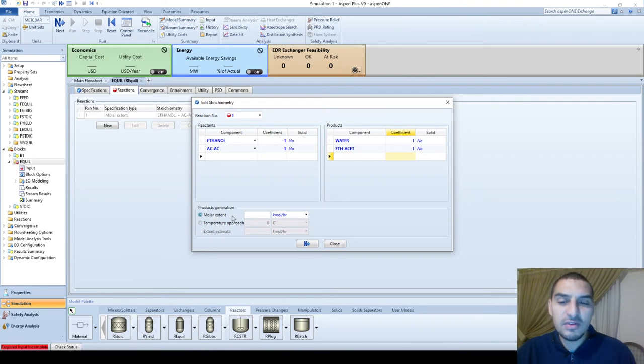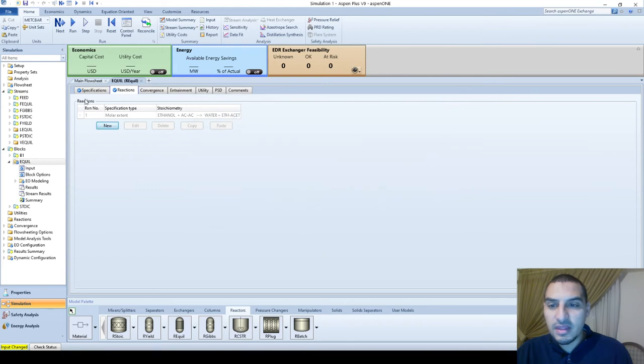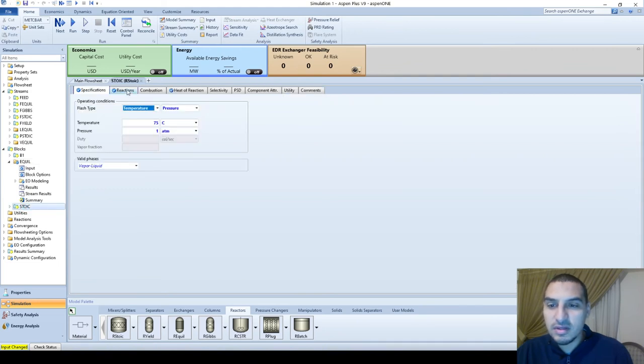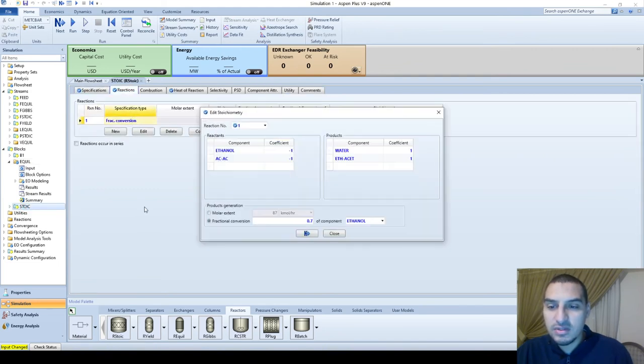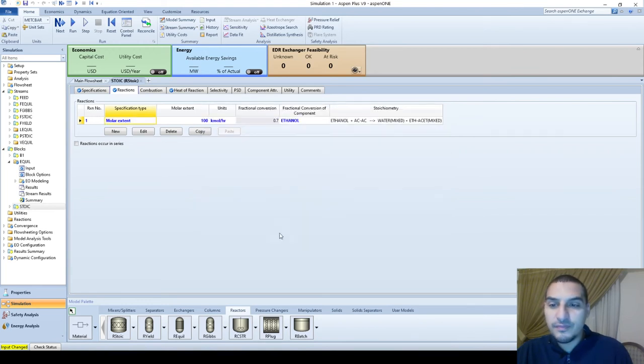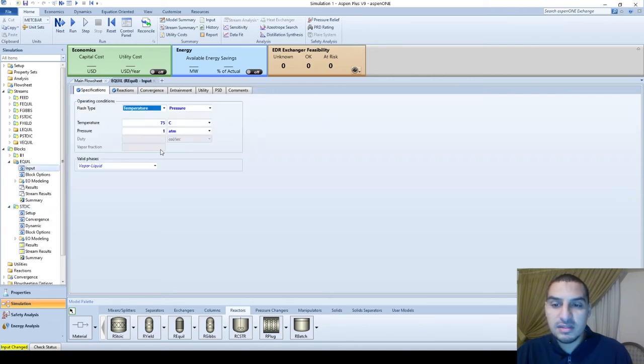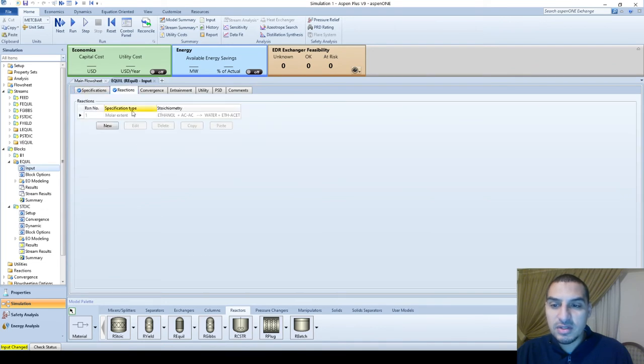So again, if I put the molar extent of 100, then I'm going to do the same for both just to check. So this is the stoichiometric reactor. I'm going to go for the reactions and change it to molar extent of 100. And so I have both defined the same way for the stoichiometric reactor and for the equilibrium reactor. Again, this is the equilibrium reactor. This is the reaction. I have this molar extent. I'm going to run the file, and I'm going to take a look at the stream results.